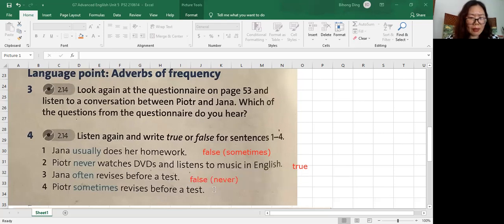Okay, sometimes. Well, in our textbook it is a little different. I believe that our textbook is an older version. Okay, it's not the latest one. So he said sometimes. So this is true. This is true. Okay, I sometimes revise before a test.